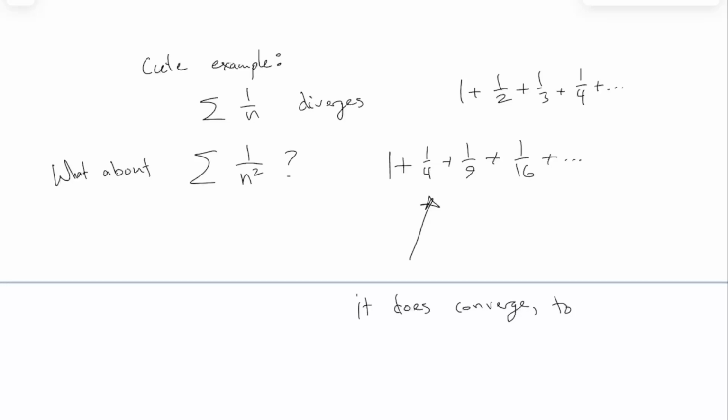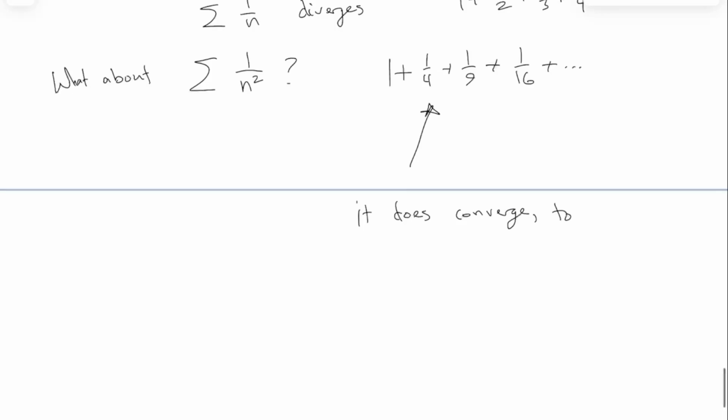It converges means if you try to add these up, all infinitely many of them, it actually does add up to a specific number. Anyone want to guess? 2. 2 is a great guess. This was a bit of a trick question. Nobody ever would have guessed the correct answer.